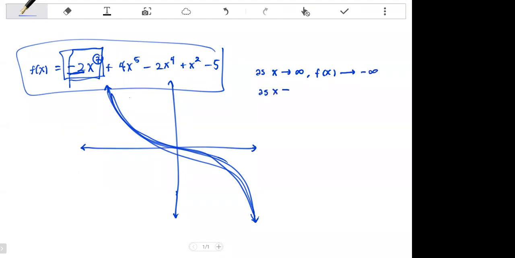As x goes to negative infinity, what happens to f of x? Positive infinity. Do you have to put the "as" in the front? Yeah, that's how you usually write it. This is how you normally write your answer.